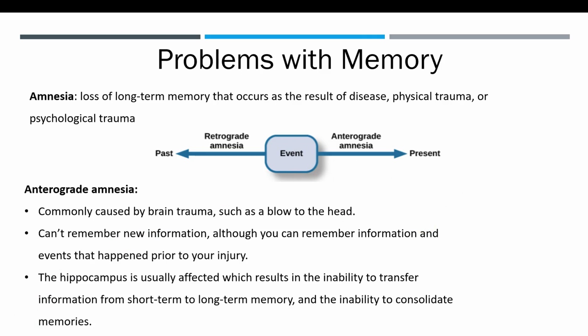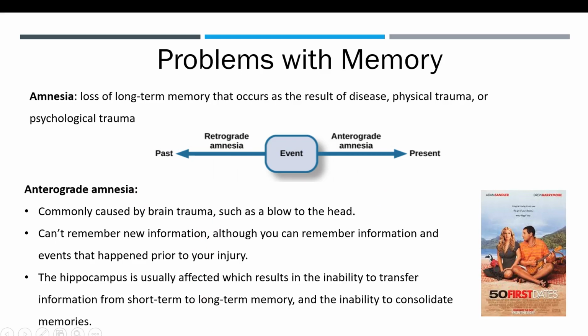And also the hippocampus is usually affected, which results in the inability to transfer information from short-term memory to long-term memory, and the inability to consolidate these memories. An example could be 50 First Dates, if you've seen the movie, where Drew Barrymore's character has anterograde amnesia, or a form of it, and she's unable to remember her current day once she wakes up the next day. But she's able to remember past events in her life.